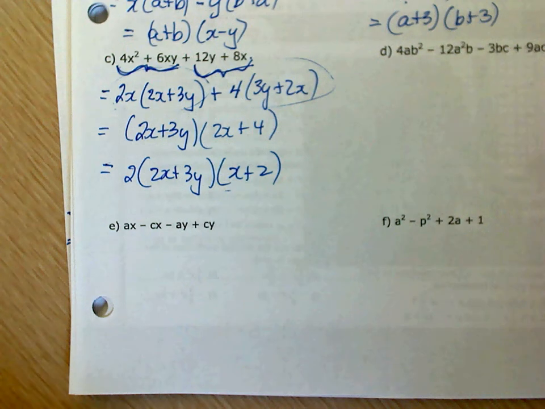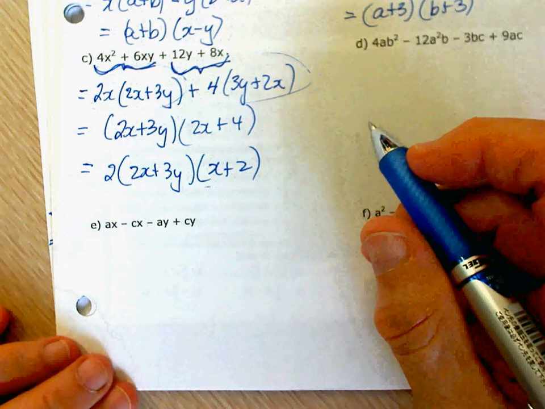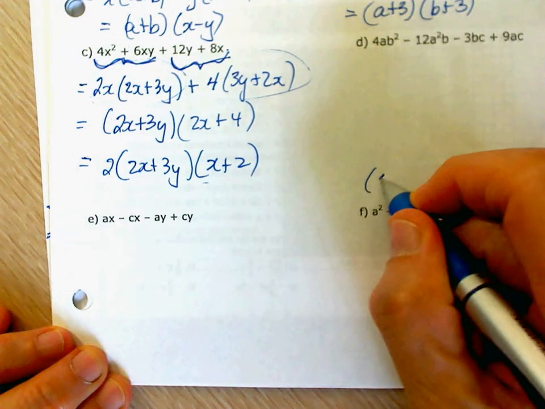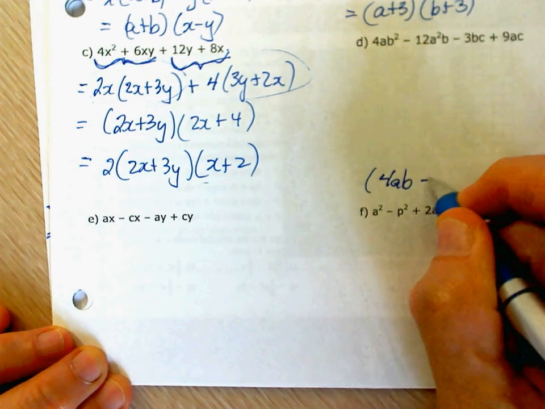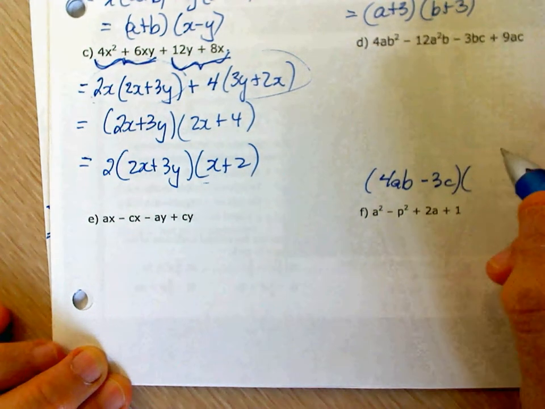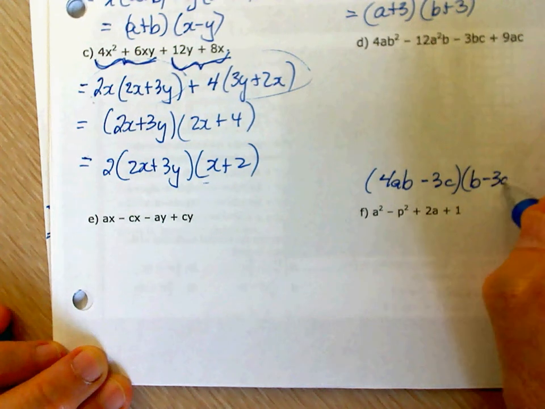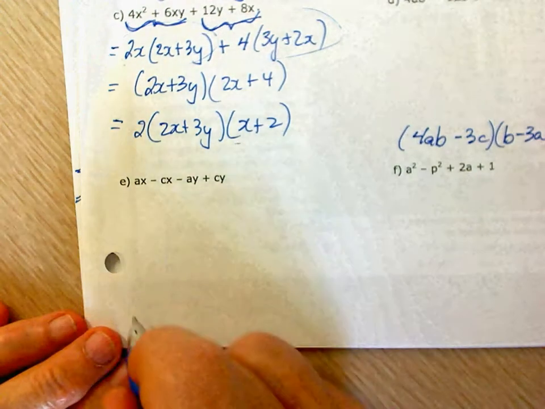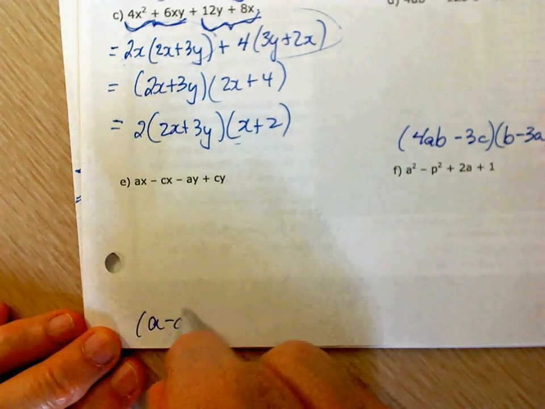I'm just going to do one more. The answer to this one is 4ab minus 3c. You can try that on your own. b minus 3a. This one is a minus c x minus y. And this one we'll do together.